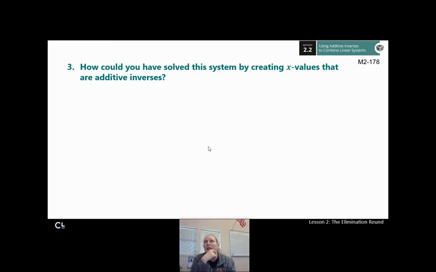I mentioned that there was another way of doing this, that we could have gotten rid of the x's instead of the y's, that we could have created additive inverses with our x's. How could you have done that? Hit pause, take a look at the original equations, jot down your thoughts on that, and then hit play when you're ready to check your work.